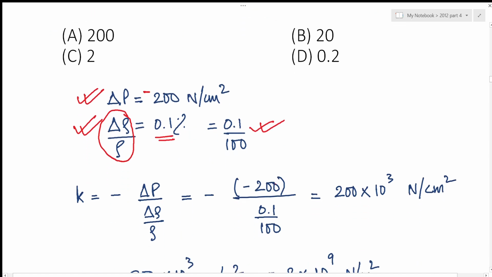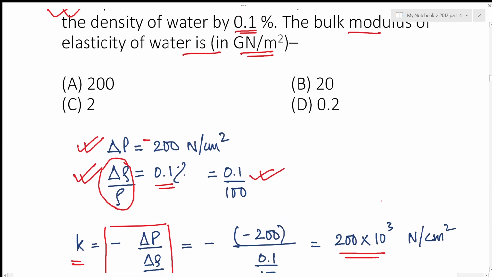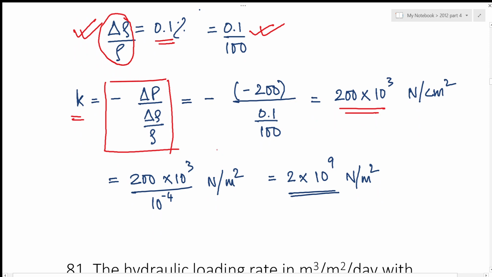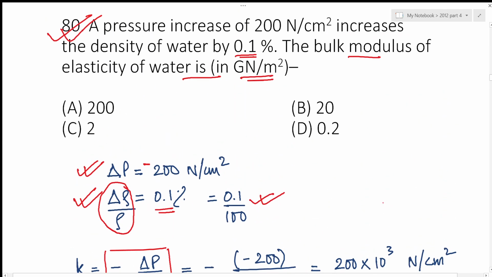Now you know the bulk modulus is given by minus of delta P by delta rho by rho, which is the formula for bulk modulus. So you just put in the values over here and you would get the answer as 200 into 10 to the power 3 Newton per centimeter square. But they want it in giganewton per meter square. So you just change the values from centimeter square to meter square. Just divide it by 10 to the power minus 4. It would come out to be 2 into 10 to the power 9 Newton per meter square, which is 2 giganewton per meter square. So the answer should be 2 giganewton per meter square. So the answer should be C.